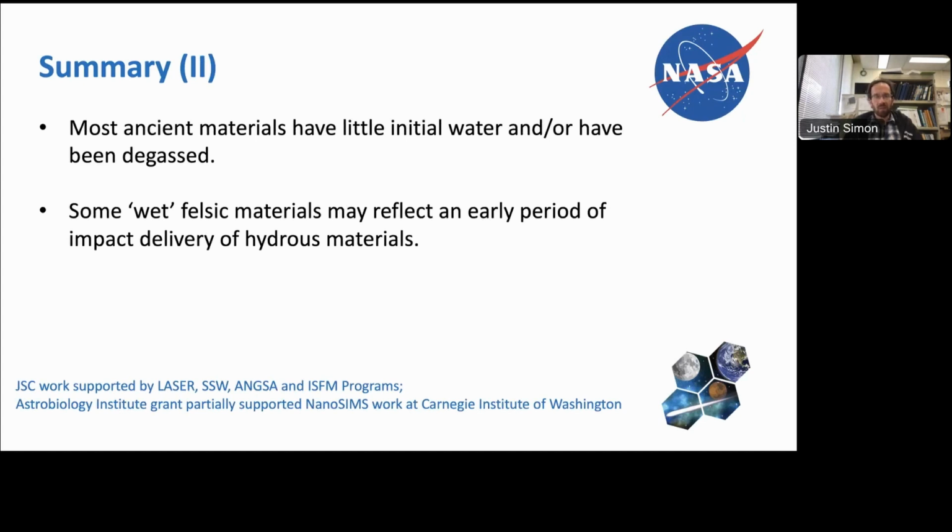But based on a majority of the published work of Apollo rocks, ferroan anorthosites and ancient materials, there's little evidence for abundant water, and therefore it either didn't exist or had been degassed. And then finally, some of the wet felsic materials may reflect some period early on of impact delivery. So I think that's what I have. Looks like I finished right about on time.